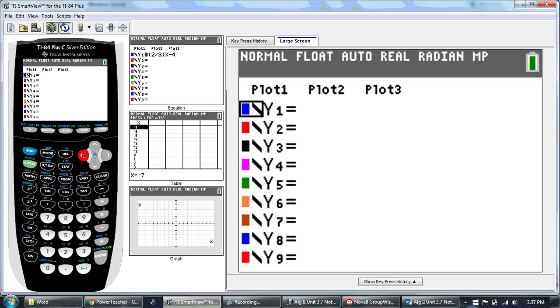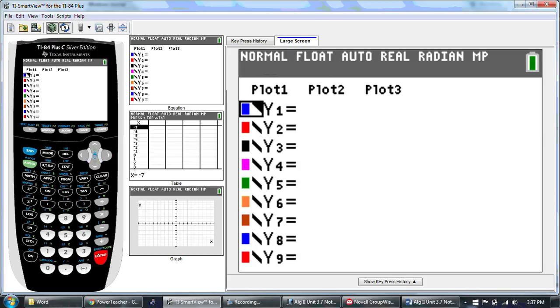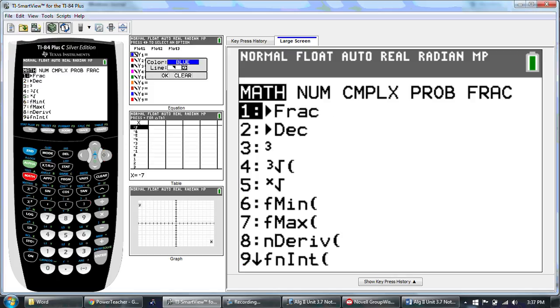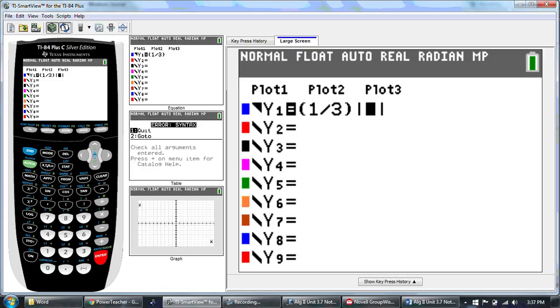Now for our first one, I had to shade above, so you can see how the little triangle is going up. That means above. Now I'm going to come over here and write in y is greater than 1/3 times the absolute value of x plus 1, minus 3.